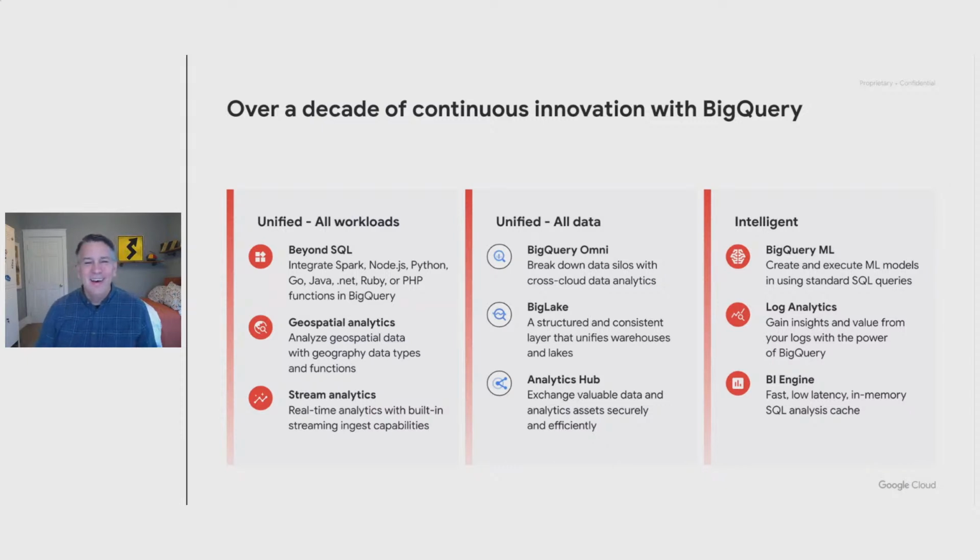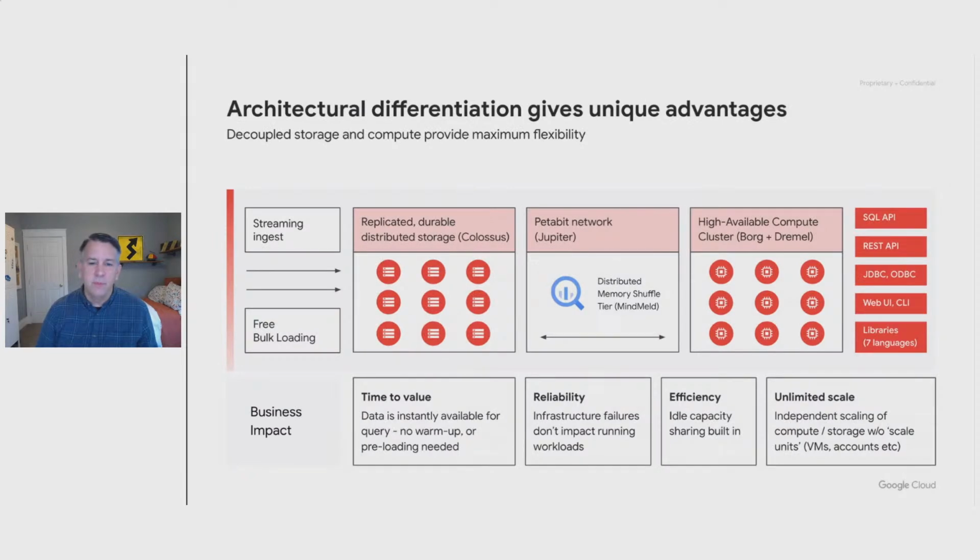Some key BigQuery innovations over the years include programmatic extensibility, geospatial support, real-time streaming, multi-cloud analytics, support for open format data lakes, data sharing through Analytics Hub, our SQL-based machine learning with BigQuery ML, support for operational log analytics and search, and business intelligence query acceleration. And the pace of innovation with BigQuery is not slowing down. In 2023, we've already launched 140 new capabilities. That's 40% more than we did in 2022. And that's 40% more than we did in 2021. So lots of new capabilities to take advantage of.